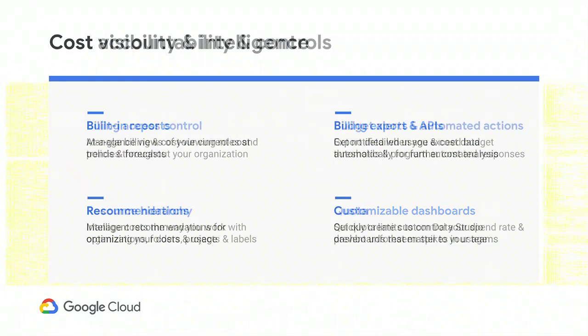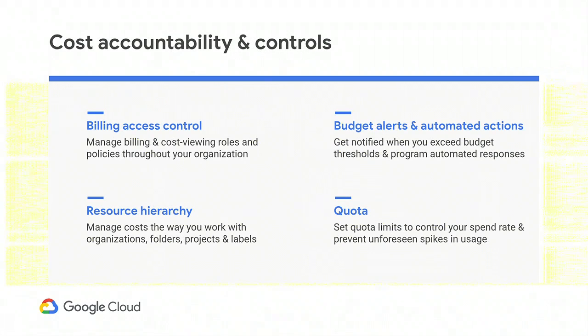On the accountability and control side of the house, again, this is all about giving you the tools you need to feel like you are in control and can see costs and don't get surprised by costs as your teams are iterating and operating autonomously. So one is just billing access control, being able to set the rights to view costs for the right users. By default, billing account administrators and project owners and users get to see the costs of what they're doing.